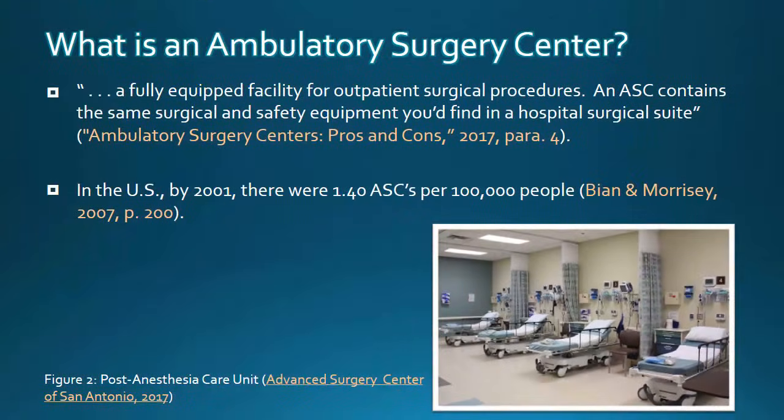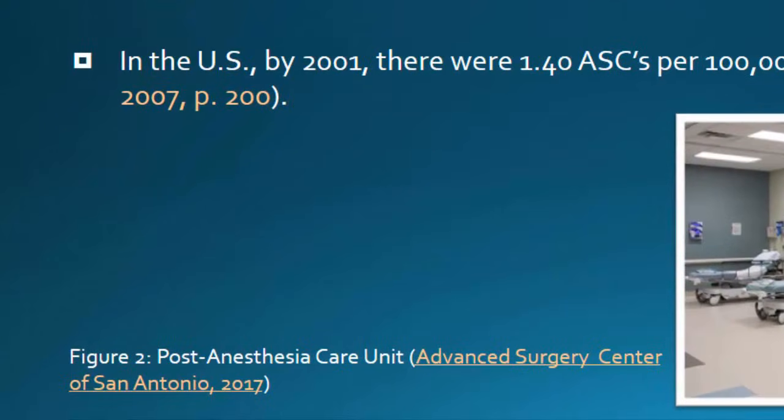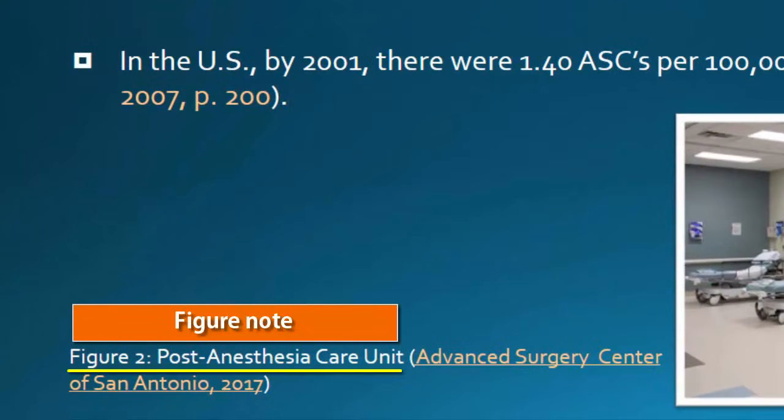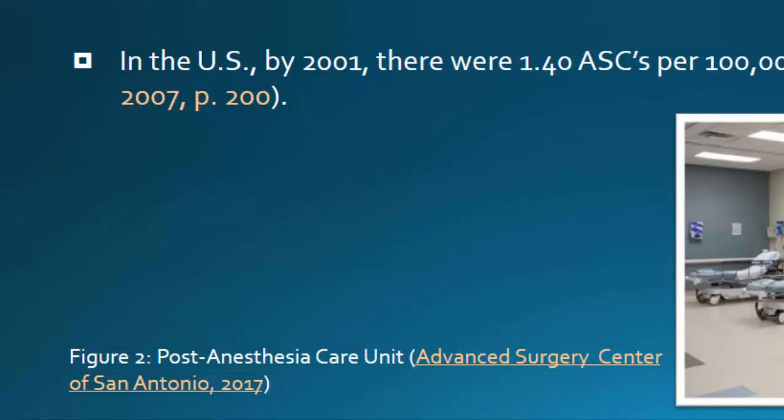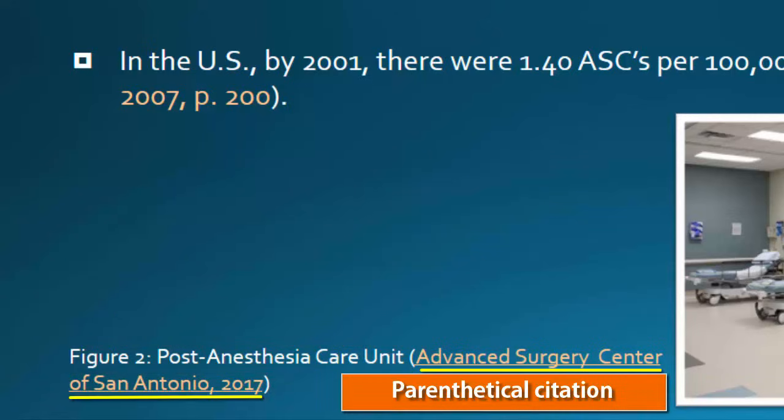Also on this slide is another use of a web image, which again is considered a figure and must be labeled in sequence with other figures and contain a brief caption describing it, followed by the parenthetical citation. In this case, the owner is again an entity, Advanced Surgery Center of San Antonio, not a person.